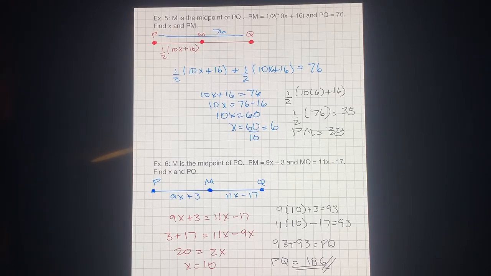So as you can see, solving these problems is quite straightforward, but we need to keep the definitions in mind. Thank you, and I'll see you soon.